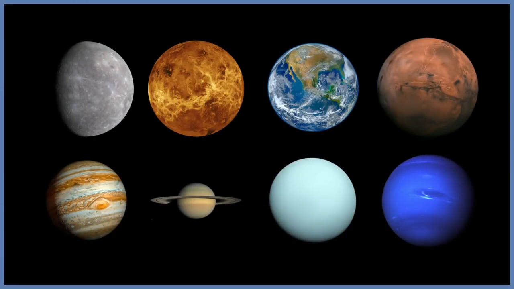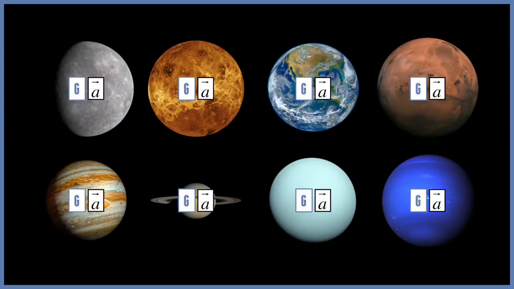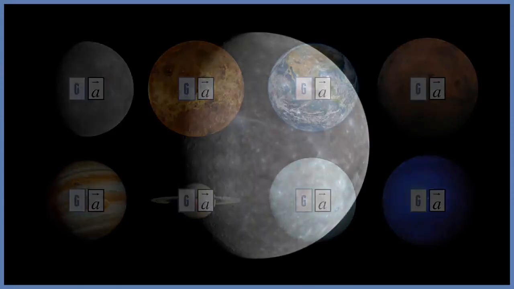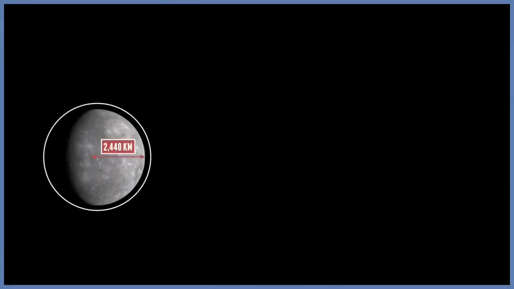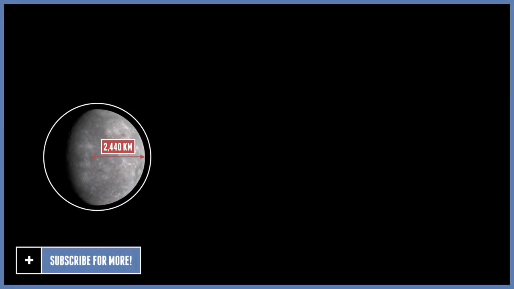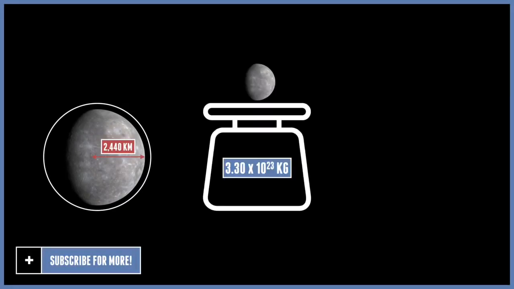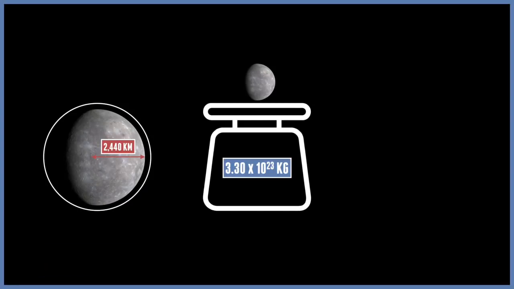So now that we know how to mathematically figure it out, and use experimentation to prove this, let's see exactly how the gravity compares to the other planets in the solar system. So let's start off with Mercury. It has a mean radius of 2,440 kilometers, and has a mass of 3.3 times 10 to the 23 kilograms.